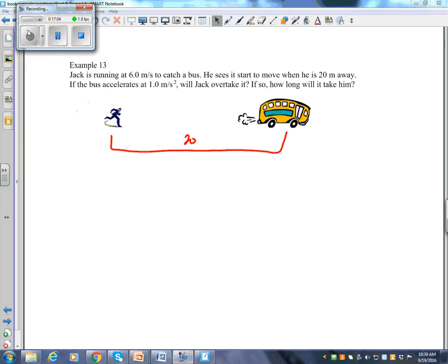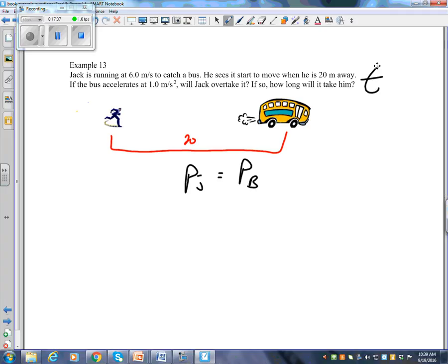Okay. Jack is running at 6 meters per second to catch a bus. He sees it start to move when it's 20 meters away. The bus is accelerating at 1 meter per second squared. Will Jack overtake it? And if so, how long will it take him? Once again, solving for time. Jack catches the bus when the positions are equal to each other. So when the position of Jack is equal to the position of the bus, right?